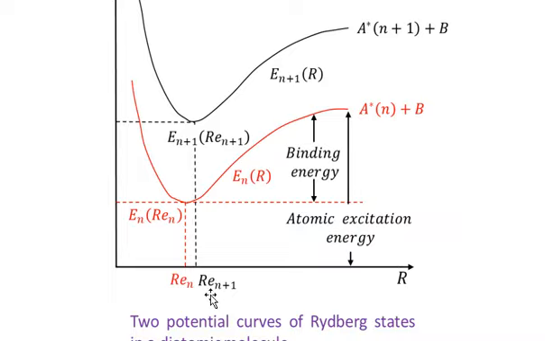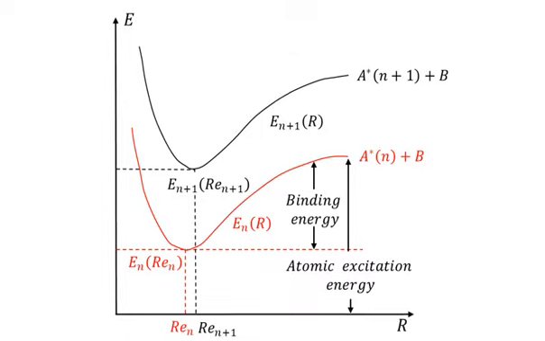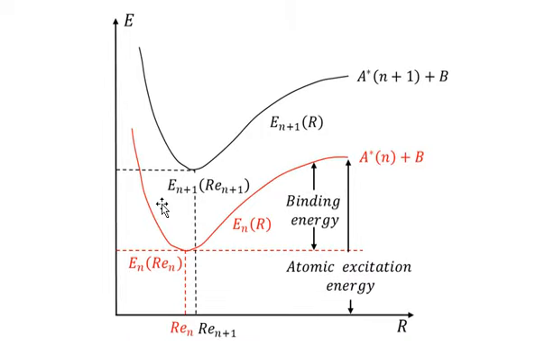So these are the separations between the nuclei at state n and at state n plus 1 of their Rydberg states. And the binding energy in the nth Rydberg state is E_n as a function of R_e,n, where I have defined R_e,n earlier. And similarly, the binding energy when the molecule is in the state n plus 1 is represented by E of n plus 1, at an equilibrium separation of R_e at n plus 1.